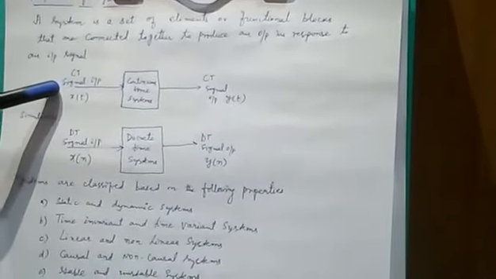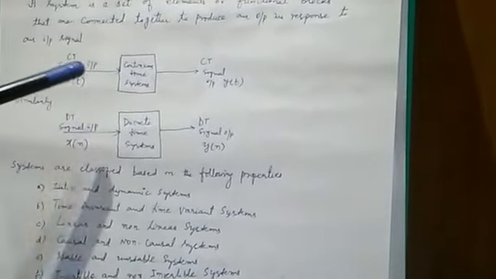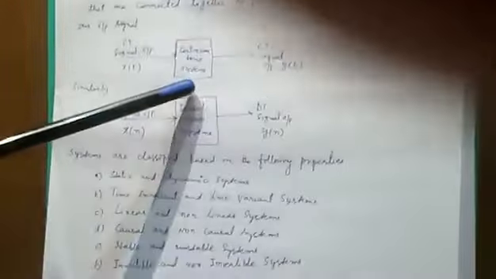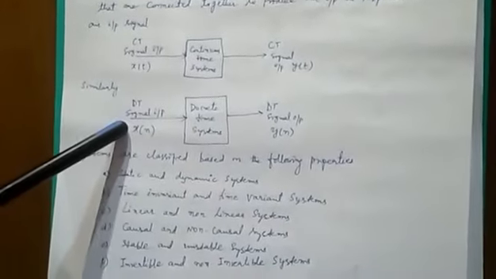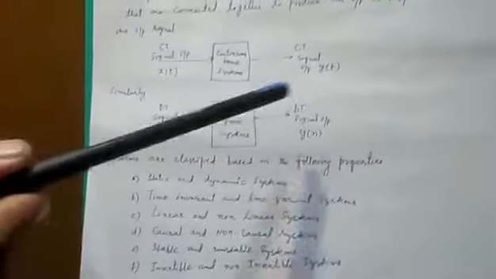I have connected an input, called x of t. This is called a system. It has different parts, and it gives an output, that is y of t. For a discrete time system, the input is x of n and the output is y of n, and this is called a discrete time system.